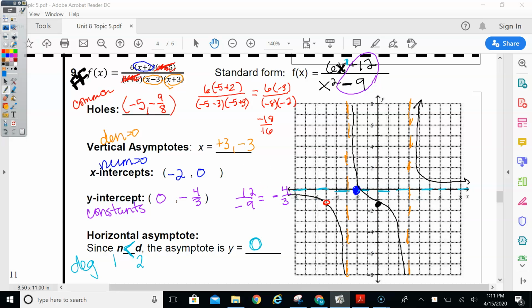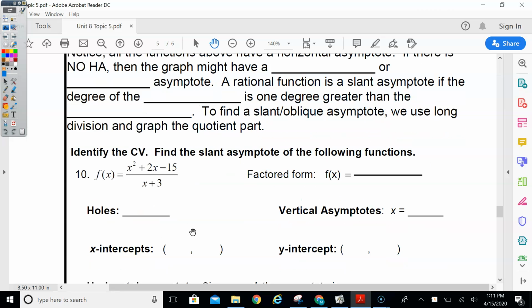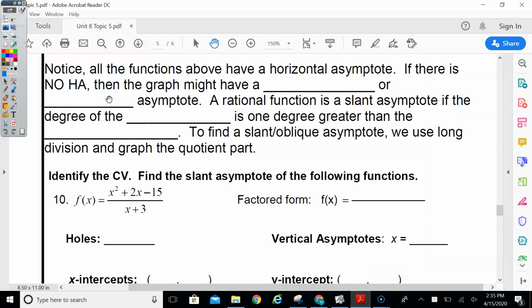Alright, so the last few examples. We talked about what happens when the exponents are equal and when the degrees are equal. We talked about these when they're less than. The last few examples are when the numerator is greater than the denominator. So that's these last few. Alright, so this is the page where the numerator is greater than the denominator.